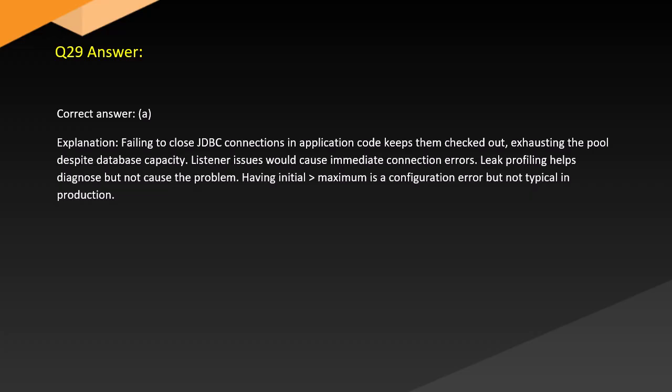Answer. Correct answer: A. Explanation. Failing to close JDBC connections in application code keeps them checked out, exhausting the pool despite database capacity. Listener issues would cause immediate connection errors. Leak profiling helps diagnose but doesn't cause the problem. Having initial greater than maximum is a configuration error but not typical in production.